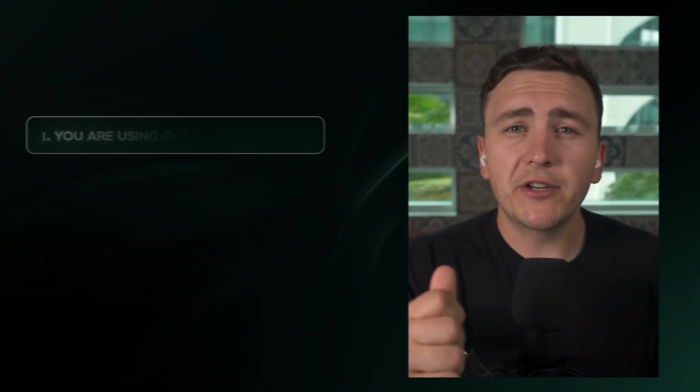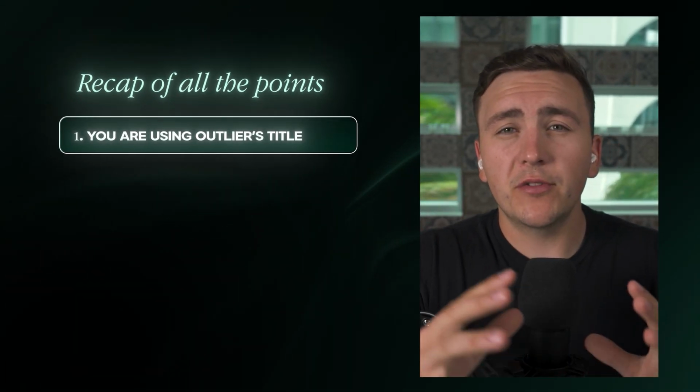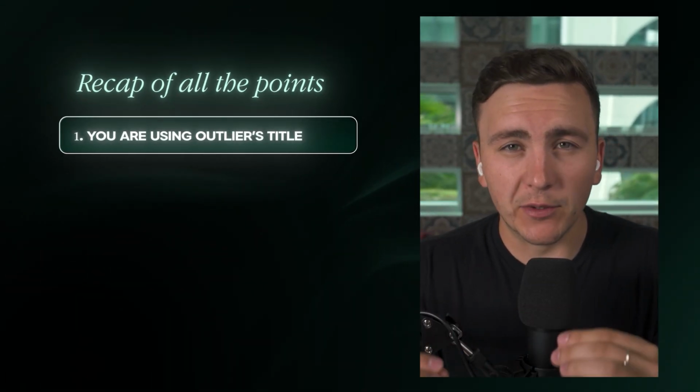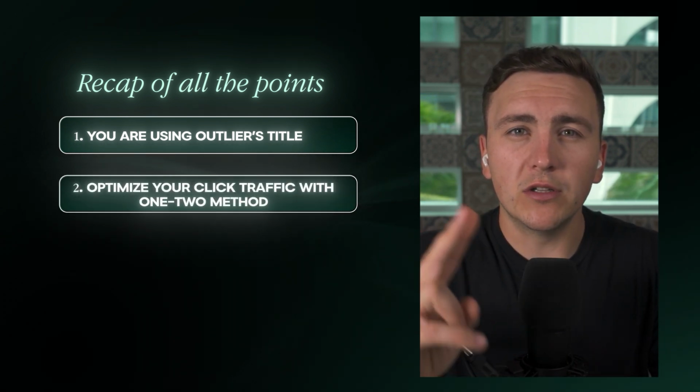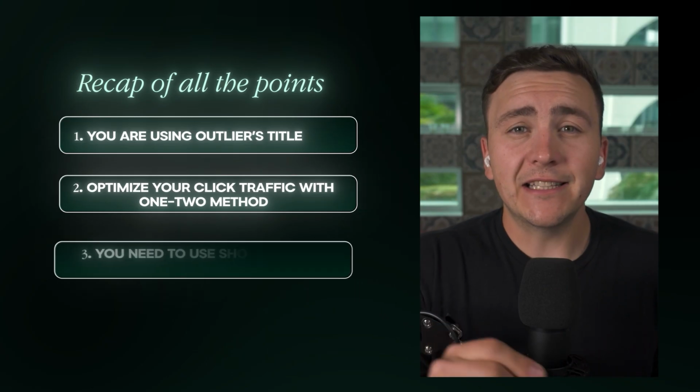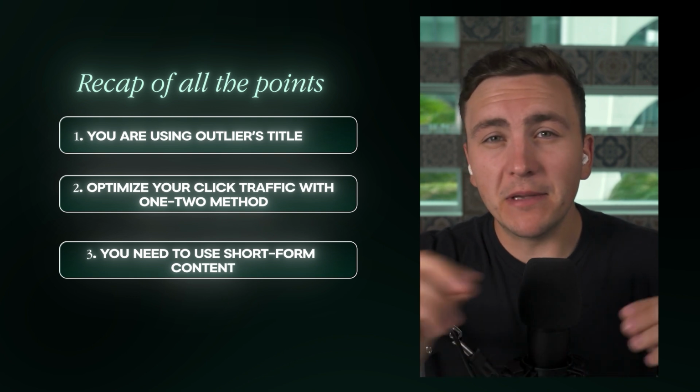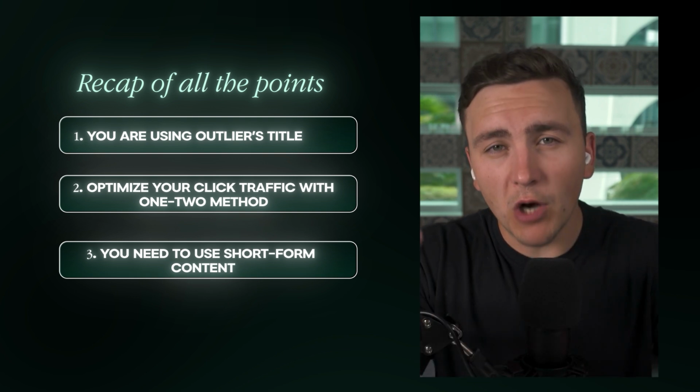All right, guys, so let's recap on all these points to make sure that you're funneling people right to your content. You want to make sure that you're using outlier titles. These are important. They're going to drive viewers to click on your videos irresistibly. Number two, you need to make sure you're optimizing your click traffic with the 1-2 method. Remember, 1 CTA and no more than 2 links to drive traffic to. No more link tree. And lastly, you need to be using short form content to generate millions of views to the top of your funnel to bring new audience members in.